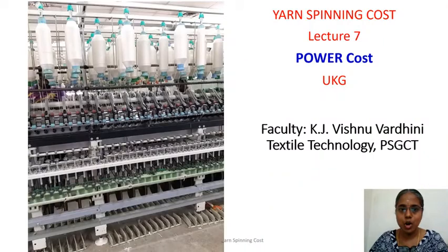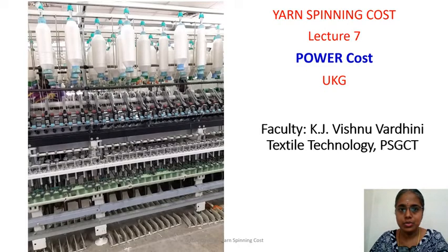Students, welcome you all to the seventh lecture on costing related to textiles. We are in the calculation of spinning cost, that is yarn spinning cost. In this lecture, we'll see the power cost. The technical term related to power cost is UKG, units consumed to produce 1 kg of yarn.